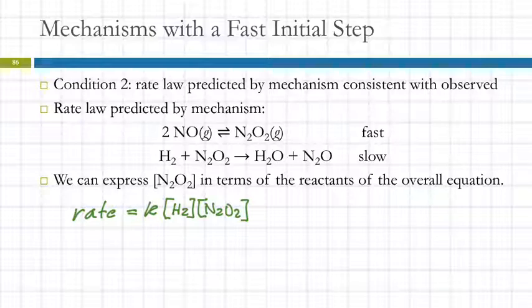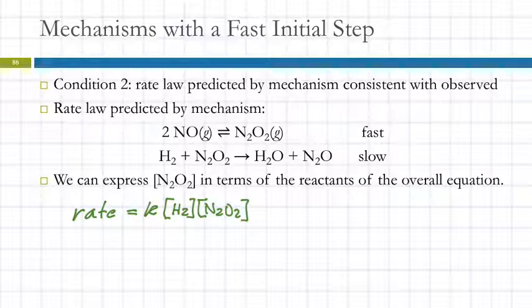So in order for this mechanism to be good, the rate law predicted by the slow step has to match up with the experimentally determined one. Well, this one doesn't because it has an intermediate. Which of these is the intermediate? N2O2. So this is the intermediate. We need to figure out, could we get rid of that somehow? Could we substitute something else in? Well, is there a relationship between these two concentrations?